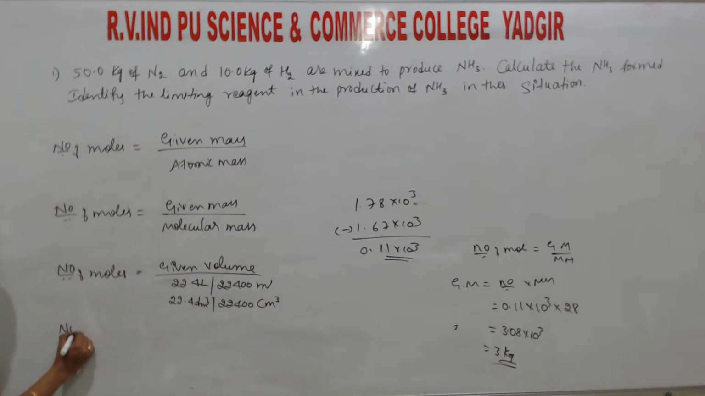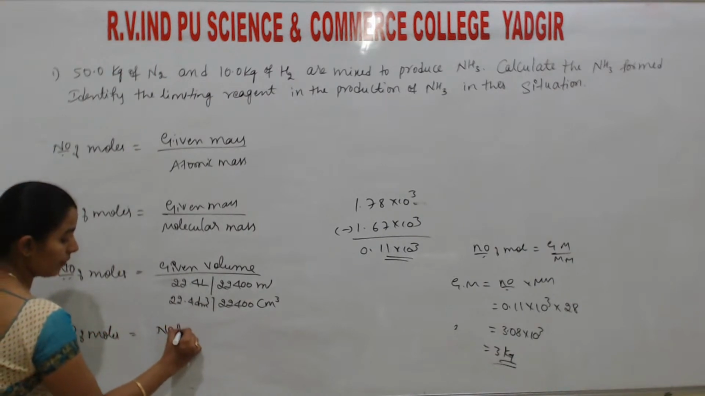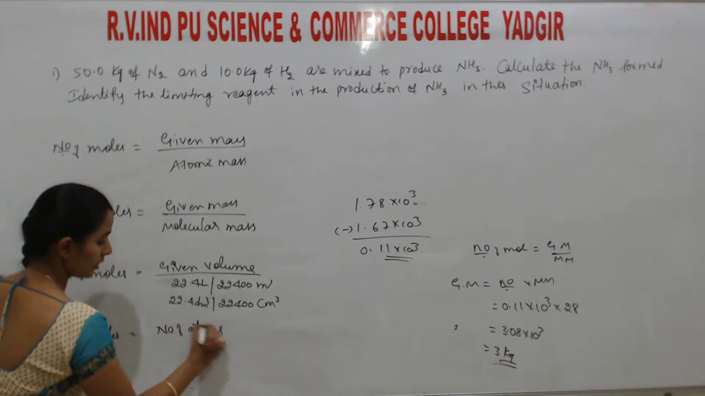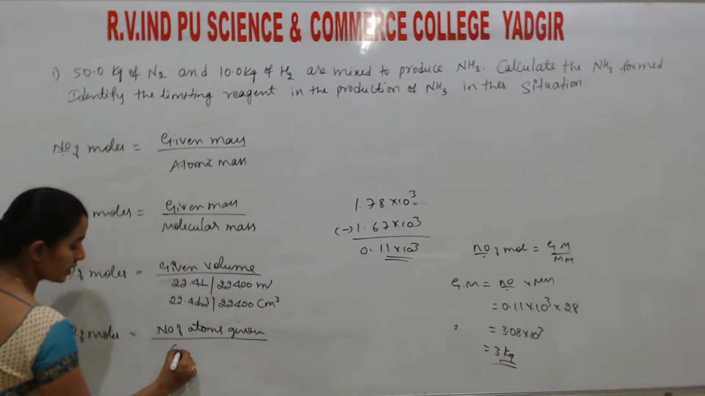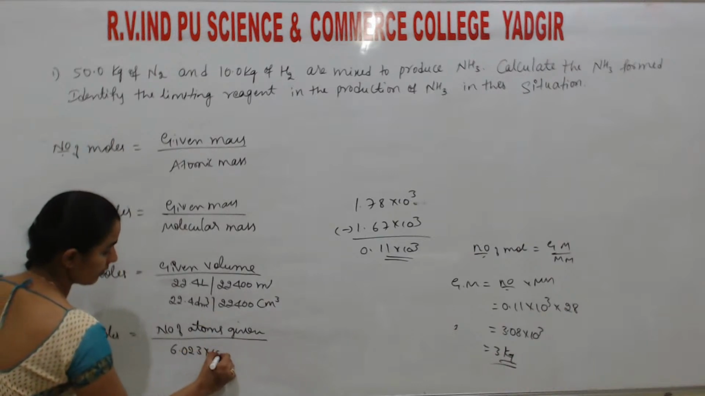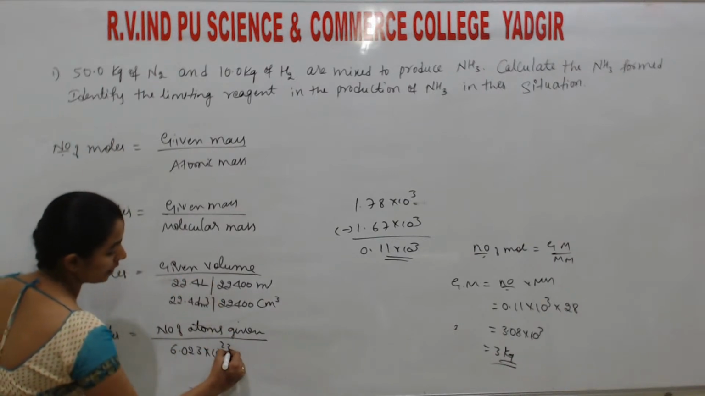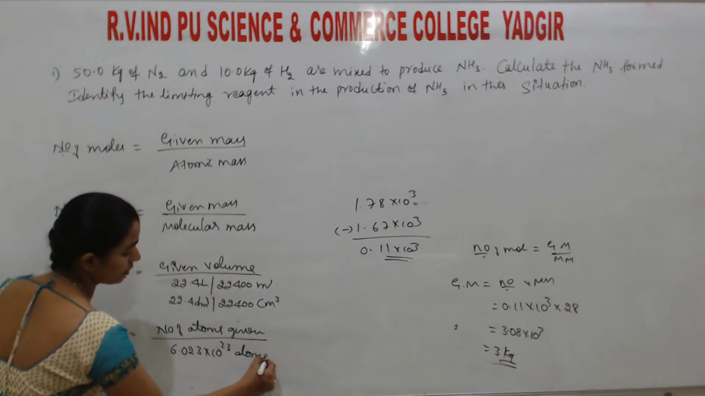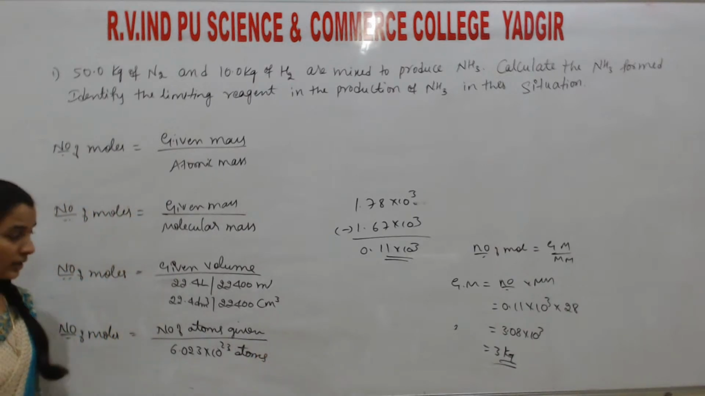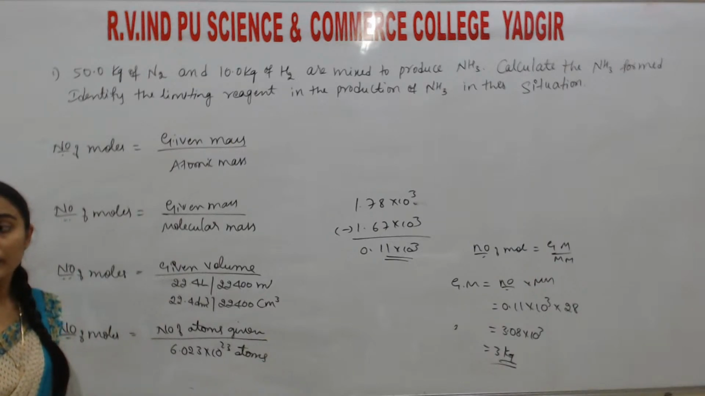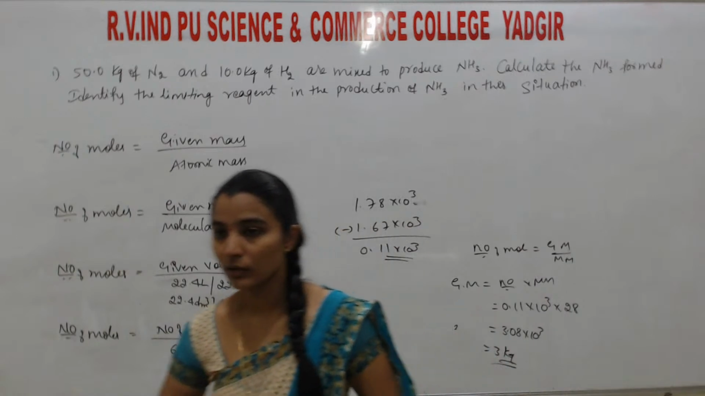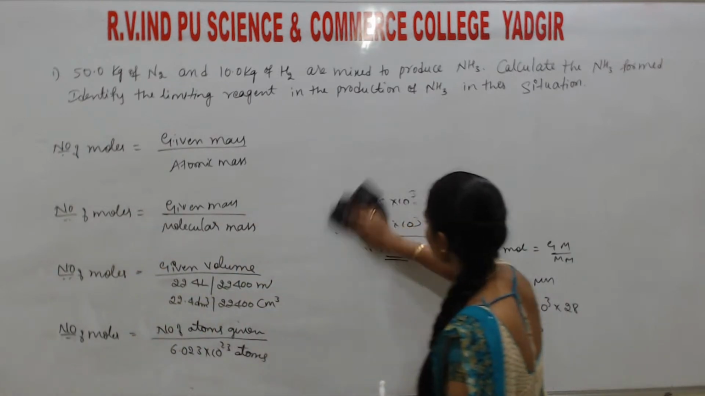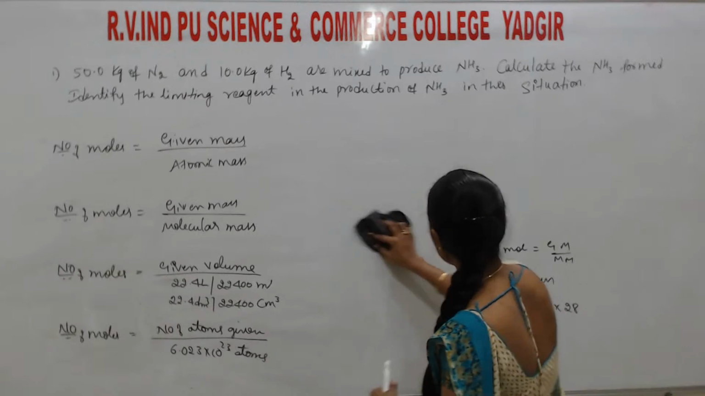Next, number of moles is equal to number of atoms given divided by 6.023 into 10 power 23 atoms or molecules or ions. So this is our comparison. How to compare? I will say listen. For each I will give one example.